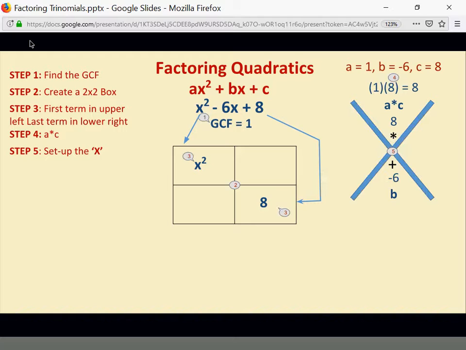So step 5, I make the big X. My A times C goes up here. So in this case, 8 goes here. And my B goes down here, and B is negative 6. And I put a little multiplication symbol underneath whatever I put here. So in this case, I put 8 with a multiplication symbol, and I put a plus sign here. And I'll explain why in a moment.